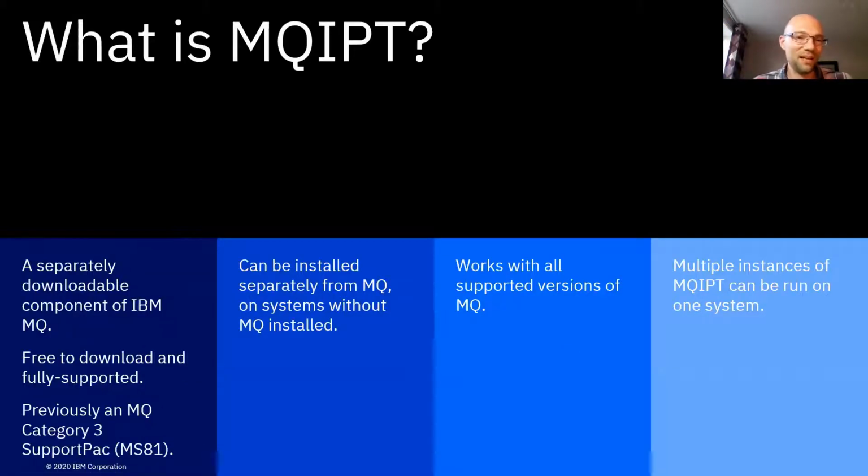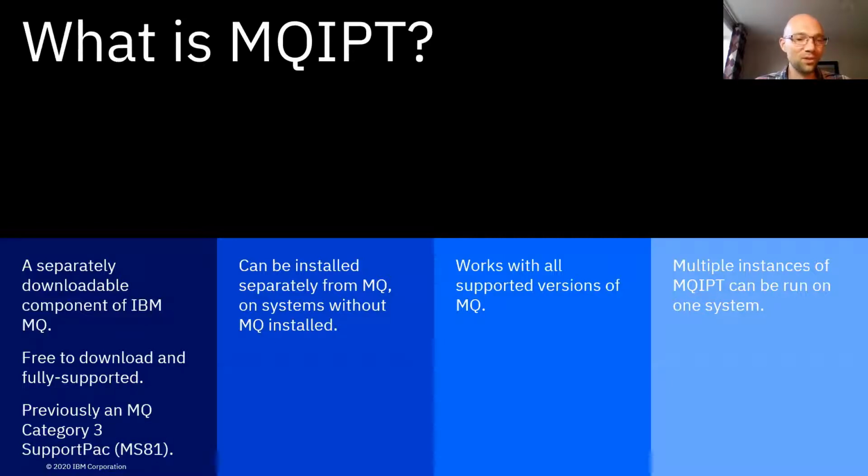So what is MQIPT, as in what sort of form does this product take? I've said several times that it's been available for a number of years, but for most of its lifetime, it's actually been a support pack. That means it's not actually part of the MQ product itself, but instead it's an add-on that you can separately download. And it was a category 3 support pack. What that means is that it was fully supported.